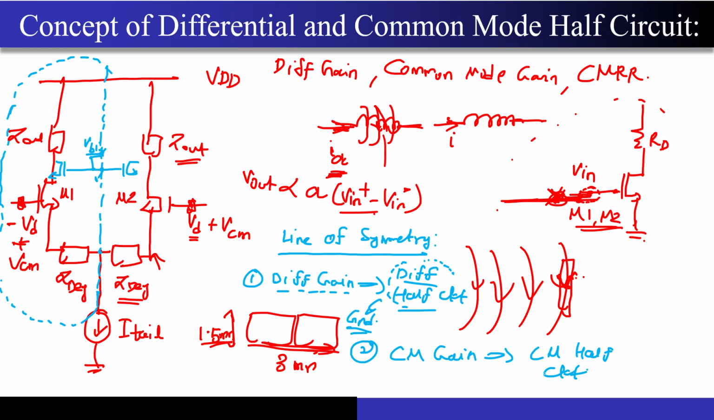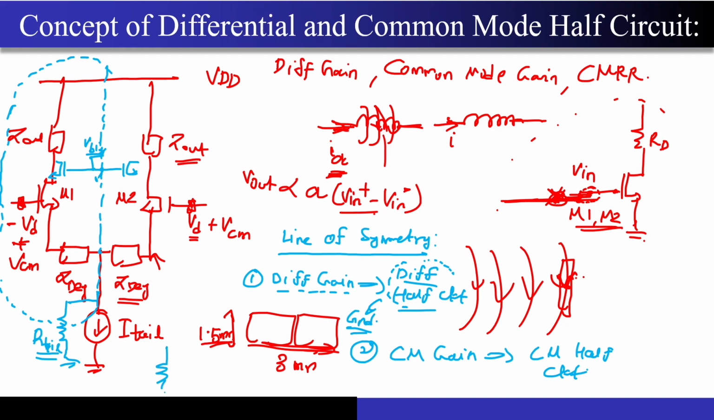Now similarly, for drawing the common mode half circuit, first of all, you have to make sure that the circuit is completely symmetric. What do I mean? This I tail that you are seeing over here is usually implemented by the MOSFET. So there can be some tail resistance present over here. Correct. Now this tail resistance, since I am dividing the circuit in two halves, I have to make it symmetric.